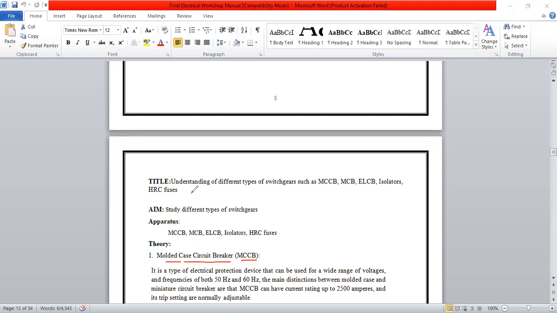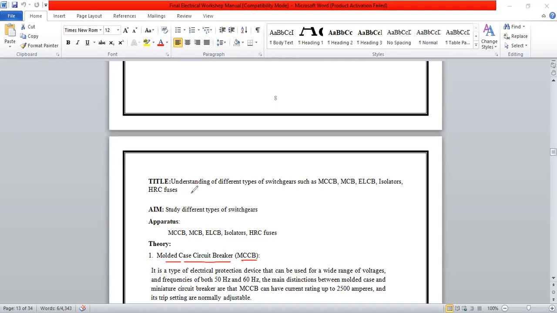First of all, the definition of a circuit breaker is that it makes or breaks the circuit under some abnormal condition. When an abnormal condition arises, it will either break the circuit or make the circuit, either automatically or man operated. So this is a circuit breaker and miniature circuit breaker. In that, first we will see the molded case circuit breaker.